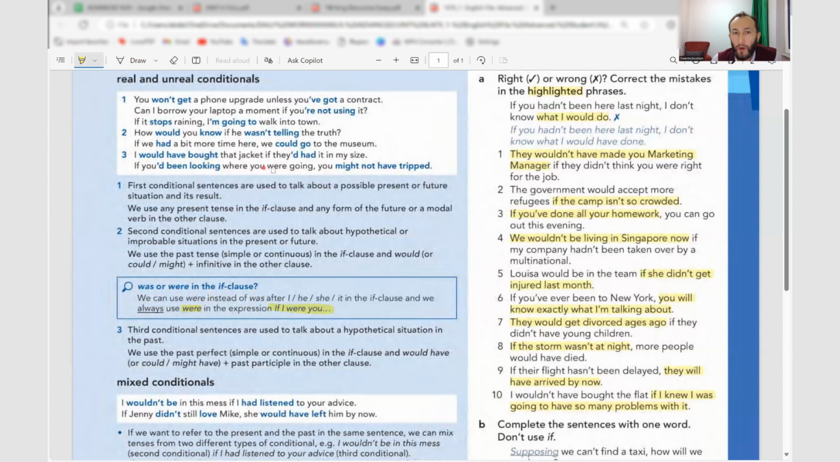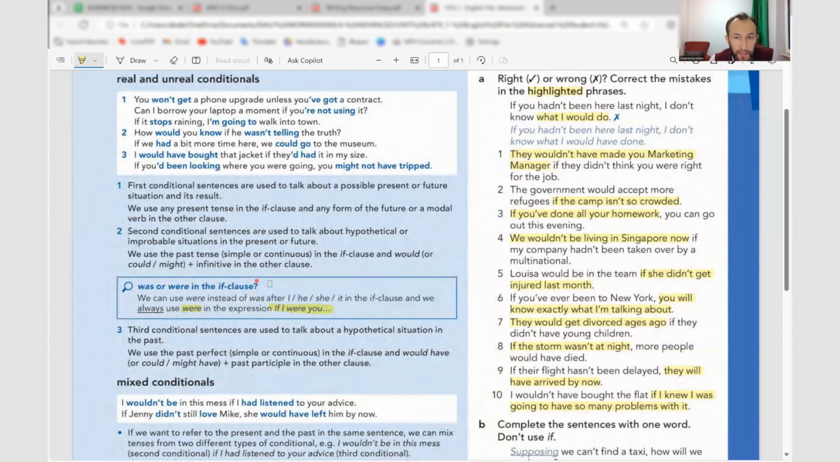If you'd been looking where you were going, you might not have tripped. Look, if you'd been looking where you were going. In reality, he wasn't looking. Look, past continuous. He wasn't looking where he was going. That's why he tripped. He fell. You might not have tripped.